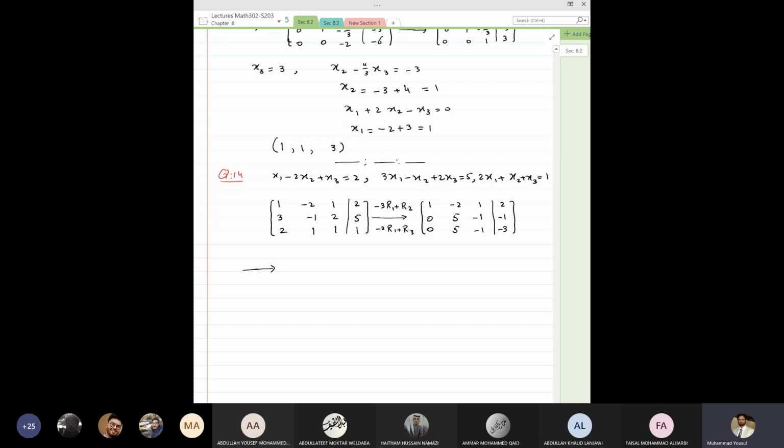Okay, before I change the leading coefficient in row 2 to 1, let me apply negative row 2 added to row 3, because I see here no solution. 1, negative 2, 1, and 2. 0, 5, negative 1, negative 1. 0, negative 5, positive 5, 0, 0. Negative multiplied by negative 1 is positive 1, and then negative 2. So it is not possible.